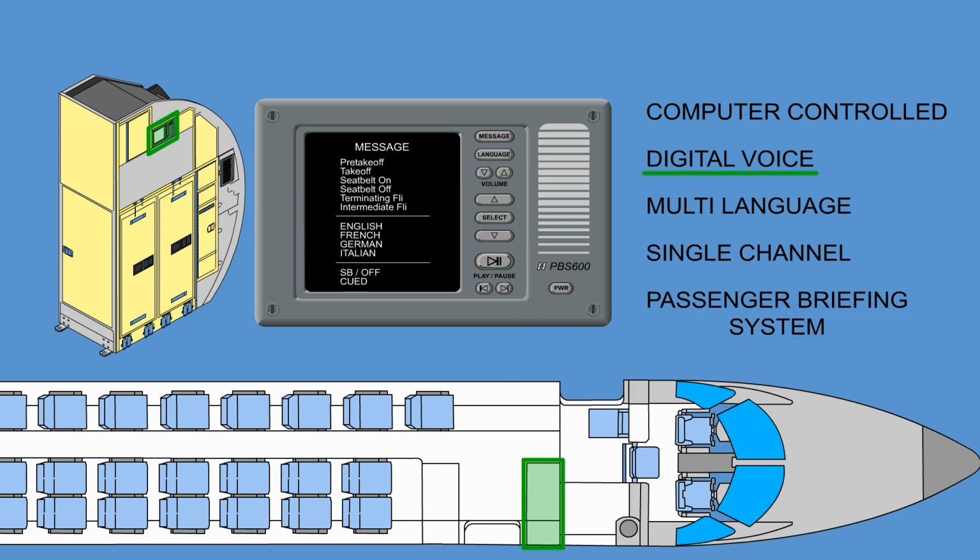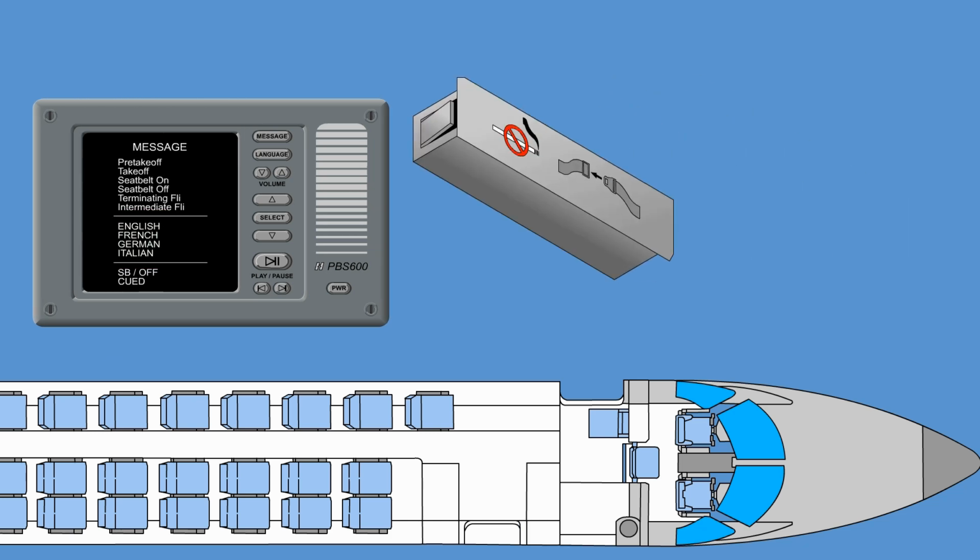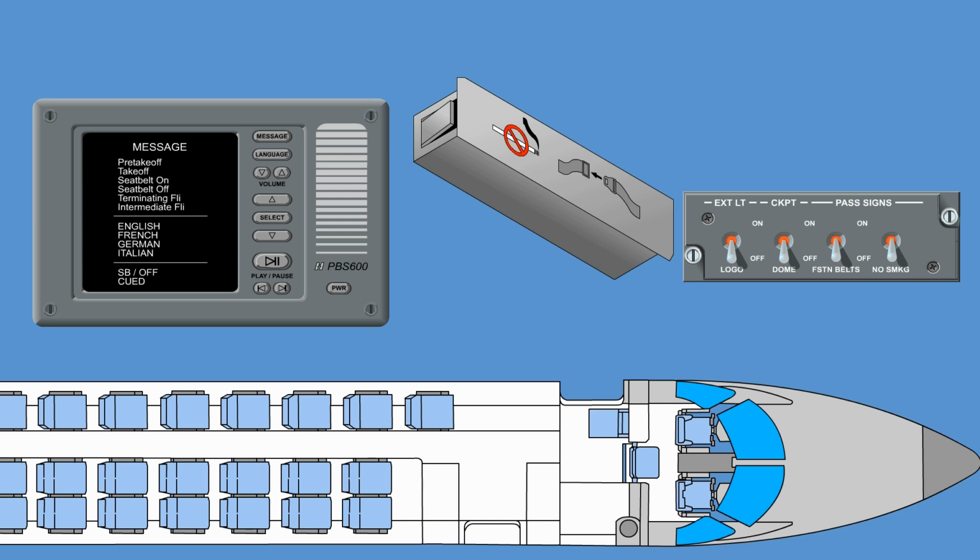A real human voice is digitally recorded and stored directly into the system internal memory. The messages can be spoken in up to 63 different languages. As an option, the unit can be configured to play pre-recorded safety and informational messages in conjunction with pilot or co-pilot actions, such as illuminating a fastened seatbelt or no smoking cabin warning light.